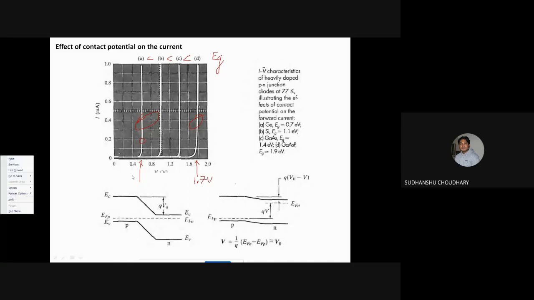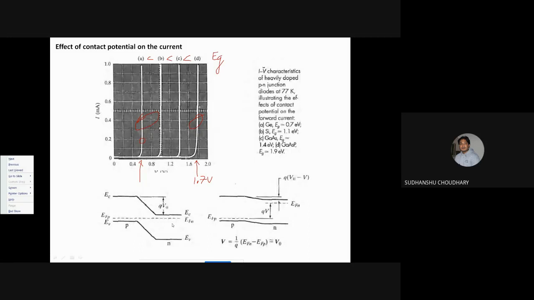Obviously, this 1.7 volts may be the built-in potential. So when the applied bias surpasses the built-in potential, or when the applied bias is greater than the built-in potential, then only the current can be seen in the diode. Which can be also related to the energy band diagram.